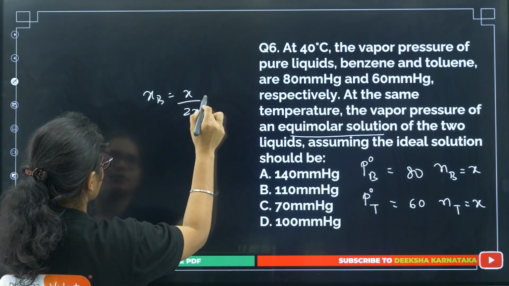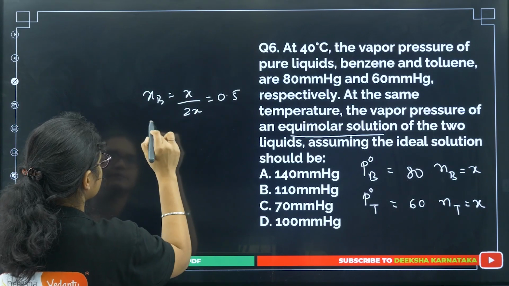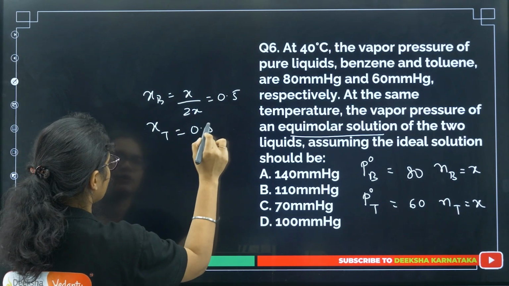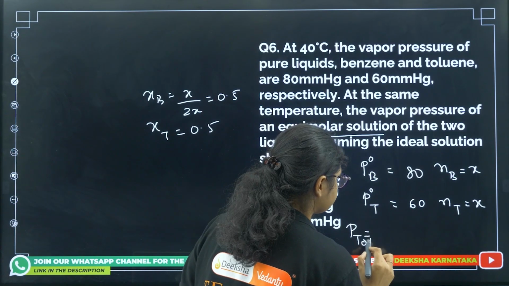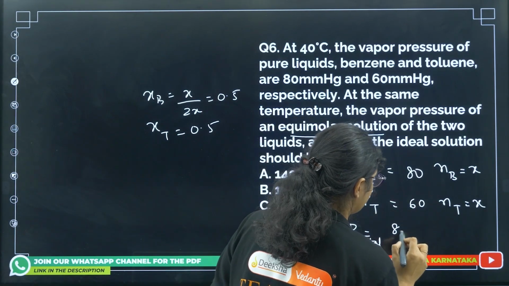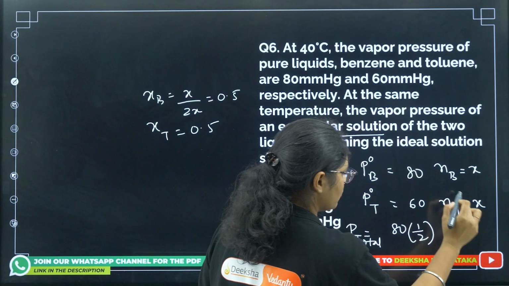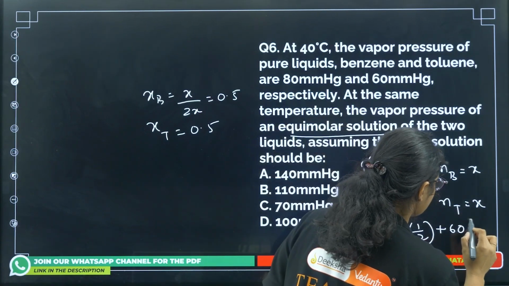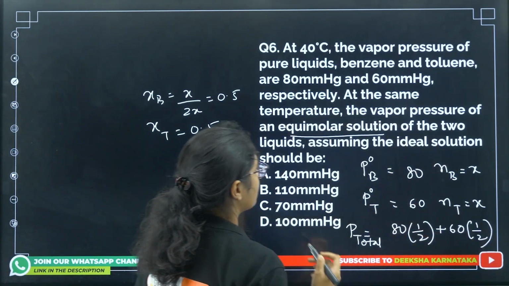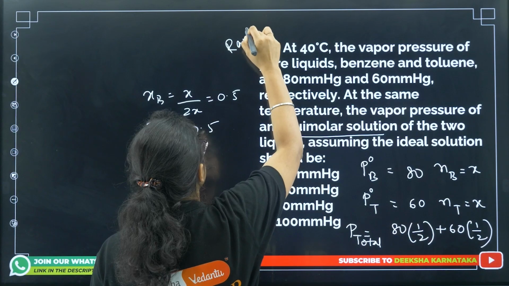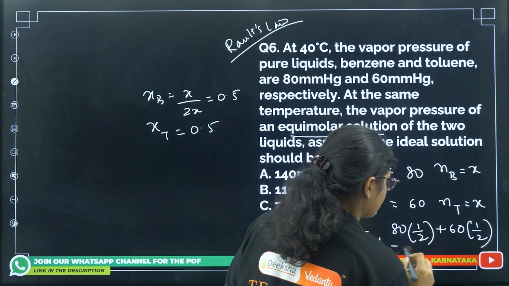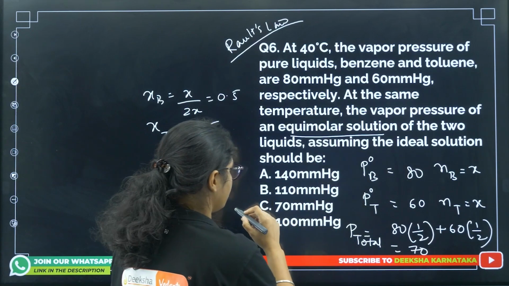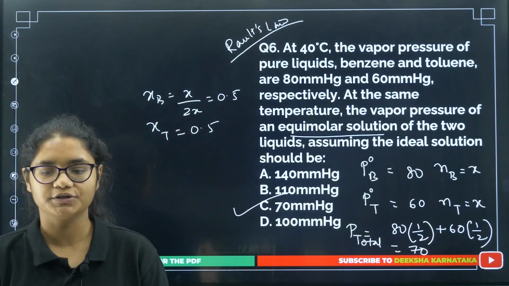X by 2X, or that is 0.5. Similarly, mole fraction of toluene will also be 0.5. Now if I want to calculate the total pressure, that will be pressure of benzene 80 into 1 by 2, that is mole fraction of this one, plus 60 into 1 by 2, right? This is Raoult's law formula. This question is from your Raoult's law, right? So if I solve this, I'll get 40 plus 30, 70. So the correct answer for this question will be option number C.